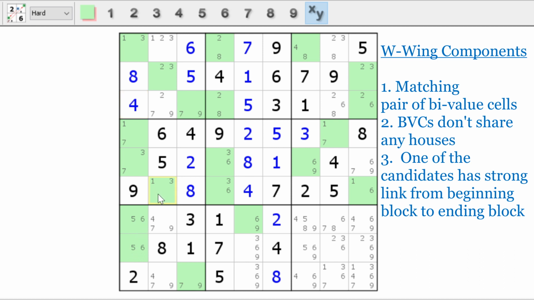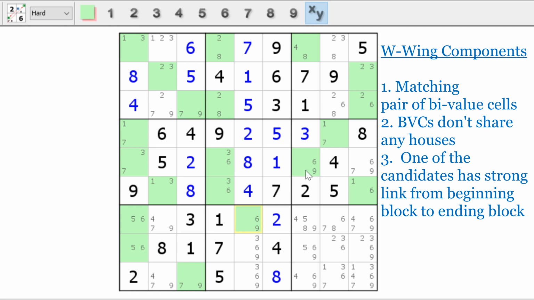Like this 1, 3 and this 1, 3, those could possibly qualify because they are in different rows, blocks, and columns. But I'll tell you it's not going to work, because I'm looking down here, there's a 1 and a 3 here, these will not solve. And I'll explain that a little bit later. This 6-9 and this 6-9 would work.